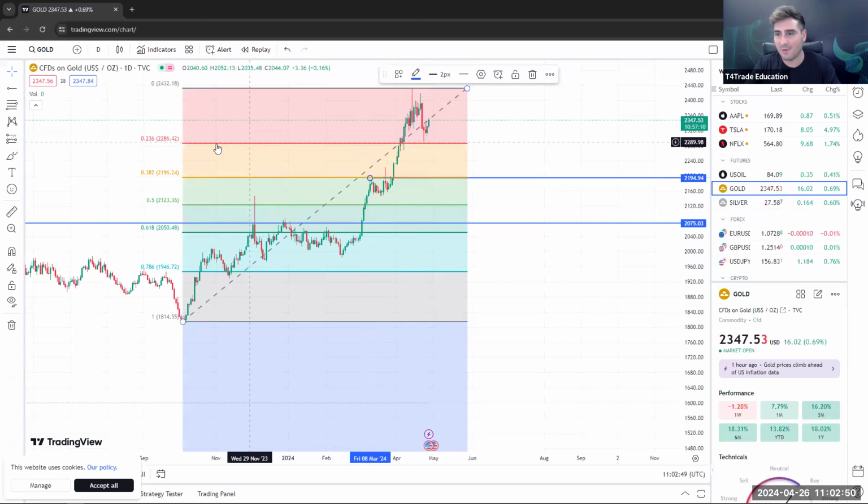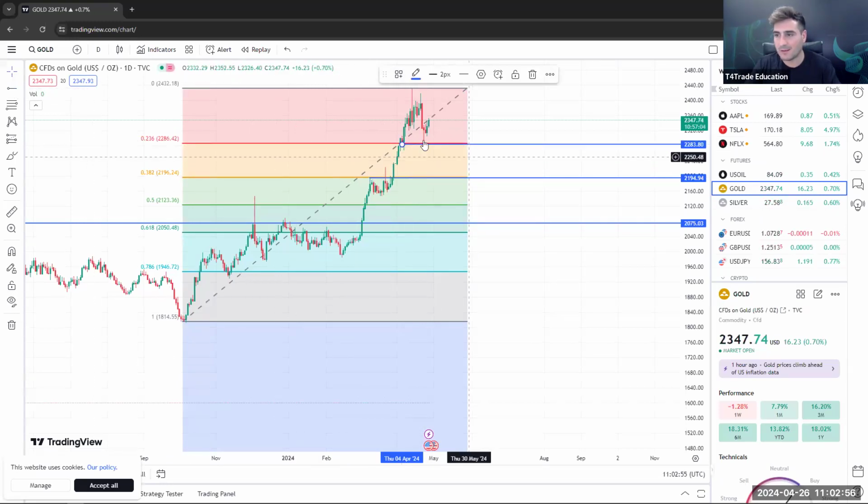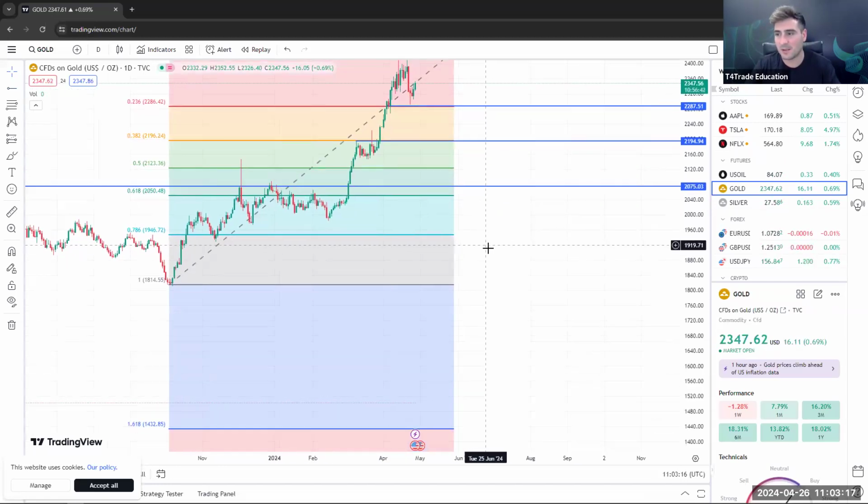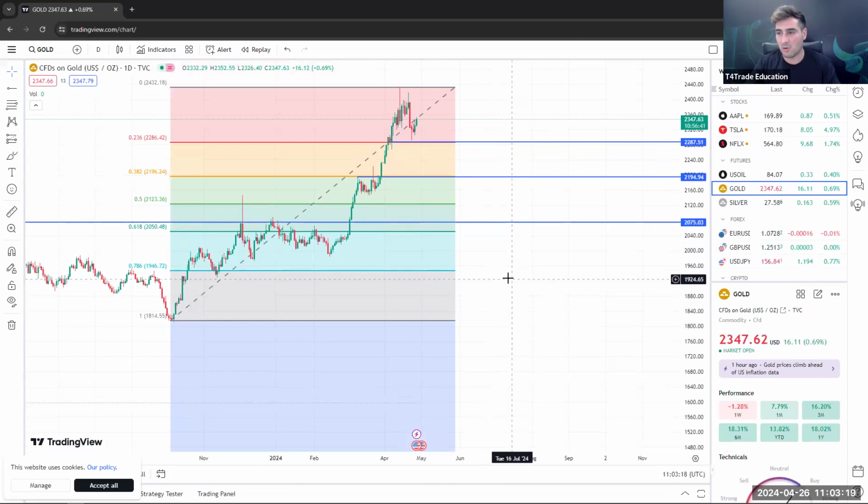It might have been due to some sort of intense, worthy dip-buying opportunity for gold. So these are areas that I would be paying attention to. In this case, the 23.6 and the 38.2 alongside the 61.8 are indeed valid levels for me to expect. Now, what to expect from here onwards?